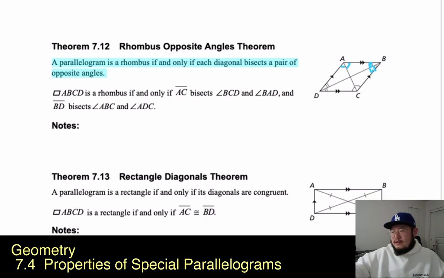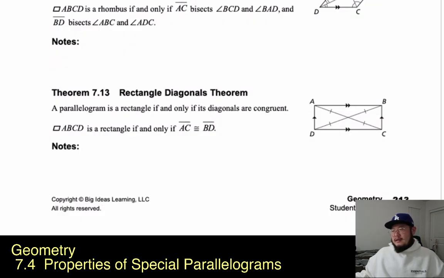All right, take a look at 7.13 right here. In this one, a parallelogram is a rectangle if and only if its diagonals are congruent. Okay, so in this one, you can see the diagonals are all congruent and they are all bisecting. They all happen to be the same right here, and that is a big difference between the rectangle and just that of a parallelogram, right? Because in a parallelogram, the diagonals bisect each other, but usually all four segments are not the same.